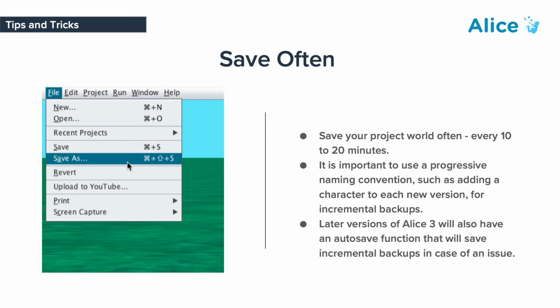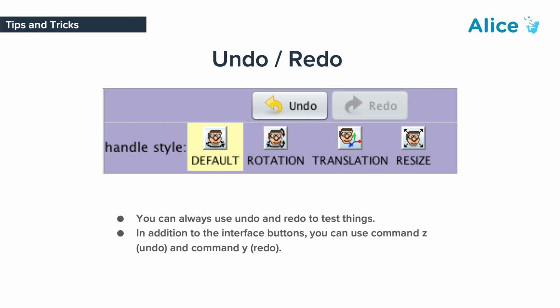It is important to use a progressive naming convention, such as adding a character to each new version, for incremental backups. Later versions of Alice 3 will also have an autosave function that will save incremental backups in case of an issue. You can always use undo and redo to test things. In addition to the interface buttons, you can use Command-Z to undo and Command-Y to redo.